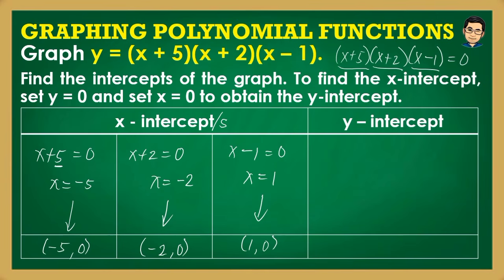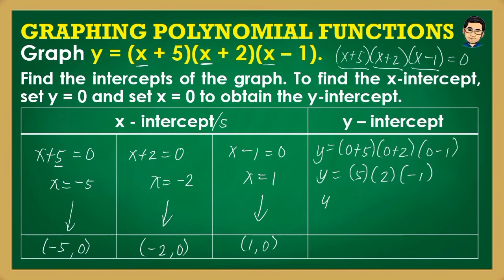So, lahat ng x na nakikita natin dito sa function, papalitan lang po natin ng 0, and then ipe-perform natin yung operation. So, magiging ganito siya. Y is equal to 0 plus 5 times 0 plus 2 times 0 minus 1. And then, i-add lang natin 0 plus 5, that is 5. 0 plus 2, that is 2. 0 minus 1, that is negative 1. And then, i-multiply lang po natin yung mga factors. 5 times 2, that is 10, times negative 1, that is negative 10. So, our y-intercept will be 0, negative 10.